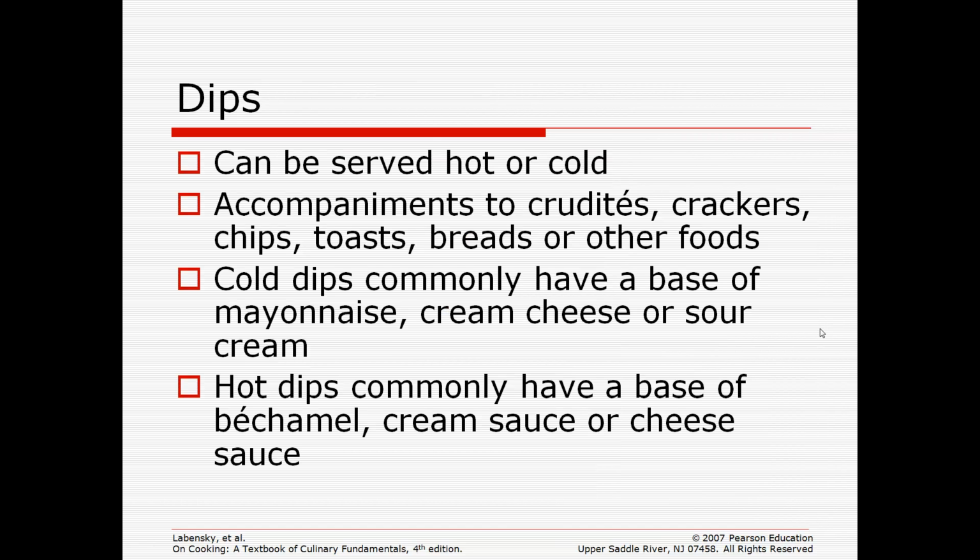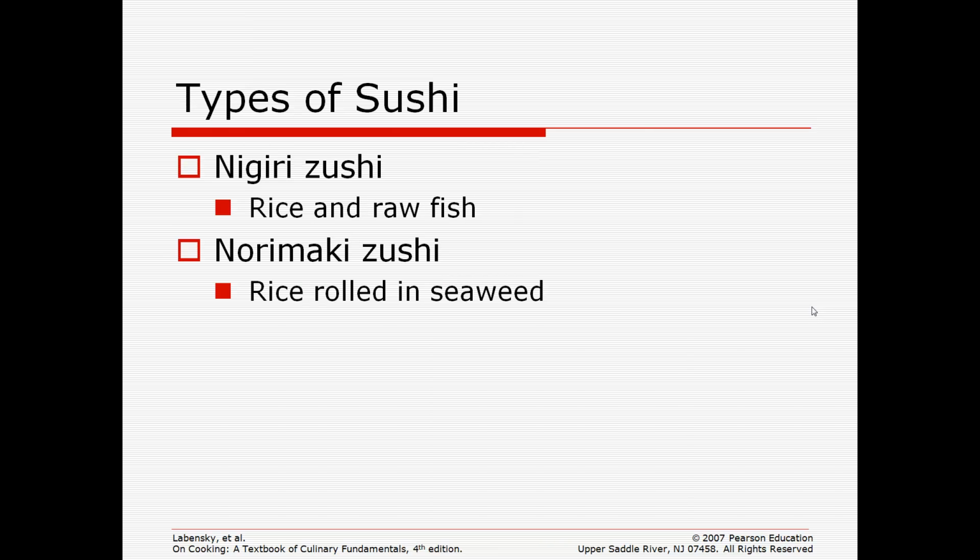They are an accompaniment to crudité, crackers, chips, toast, bread, or other foods. Cold dips commonly have a base of mayonnaise, cream cheese, or sour cream, where your hot dips commonly have a base of bechamel, which is a white sauce, cream sauce, or a cheese sauce.